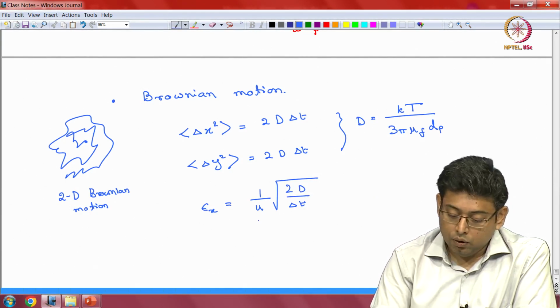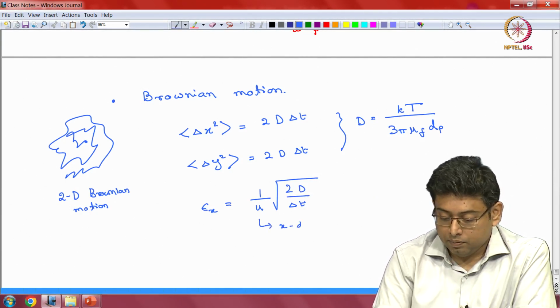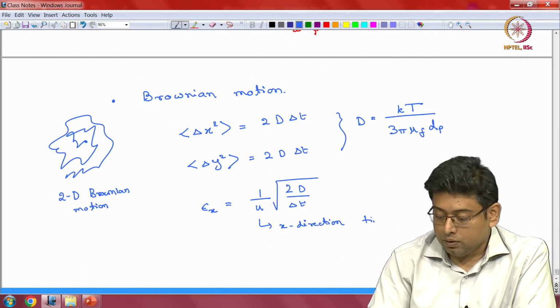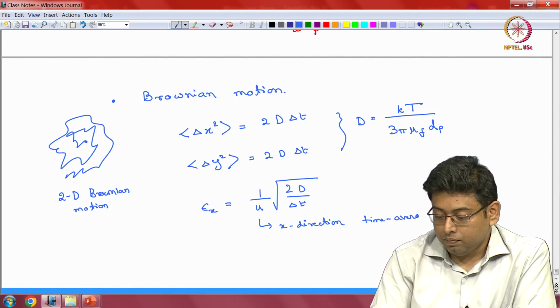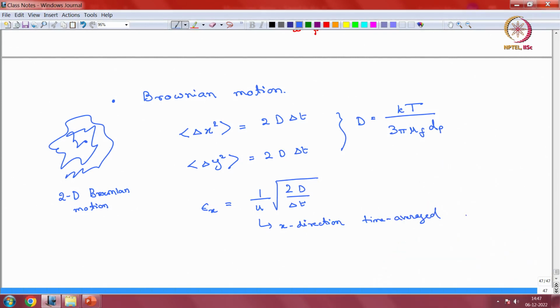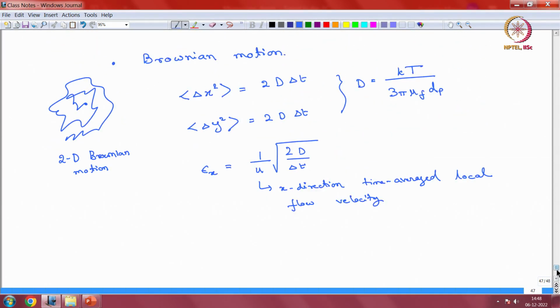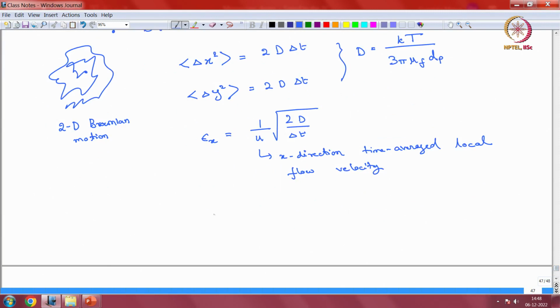And here u is my x direction time averaged local flow velocity. So, since Brownian motion cannot be wished away, you can only estimate the error because of that. And for population, what you will notice is that this error goes down as delta t goes up.